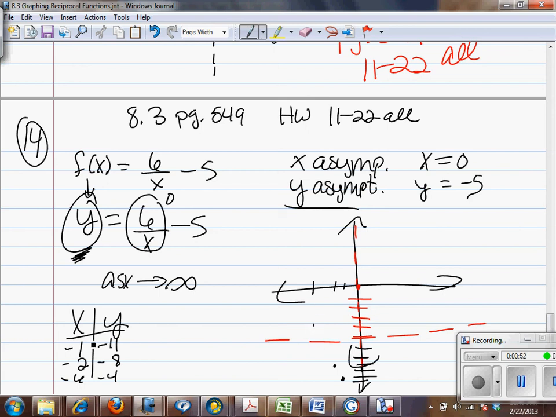What happened there? Did I do something wrong? Negative 1 would be negative 6 minus 5, which would be negative 11. Negative 2 will be negative 3 minus 5. And then if I put in negative 6, I would get negative 1 minus 5. Oh, that's why. Negative 1 minus 5 is not negative 4, it's negative 6.